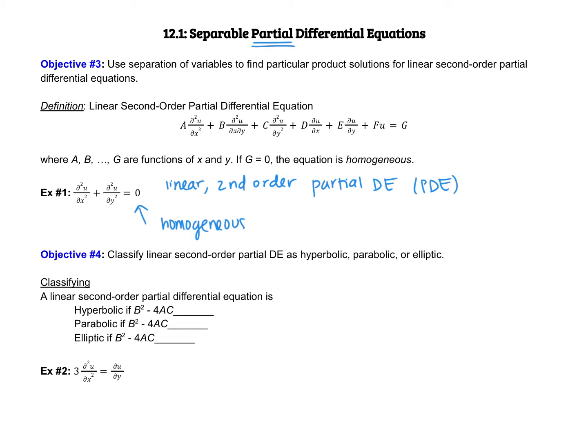Now, we also classify partial differential equations as hyperbolic, parabolic, or elliptic. If we calculate b squared minus 4ac for any linear second-order partial differential equation, the equation is called hyperbolic if b squared minus 4ac is greater than 0, parabolic if it is equal to 0, and elliptic if it is less than 0.